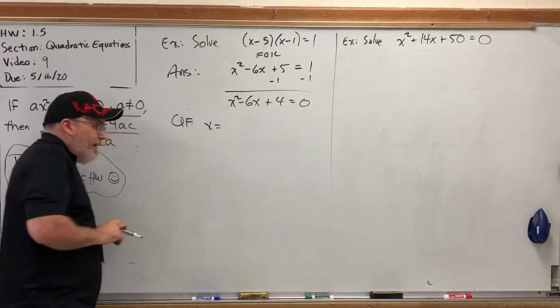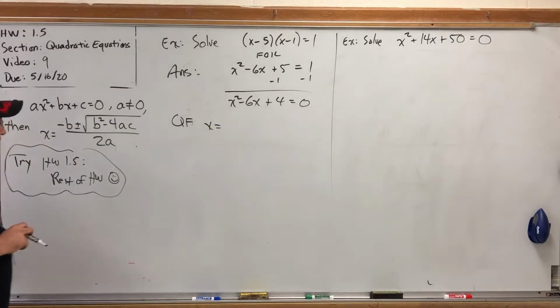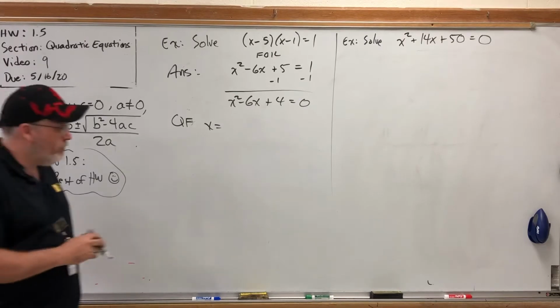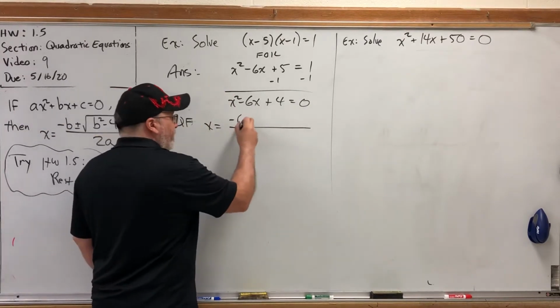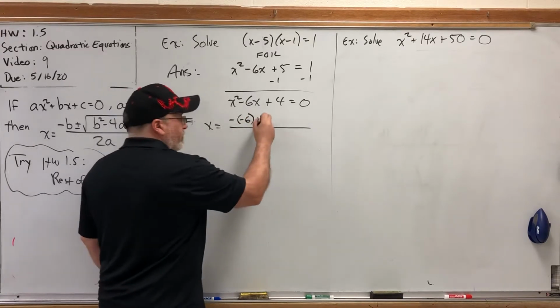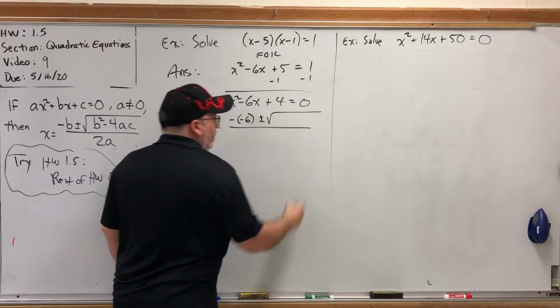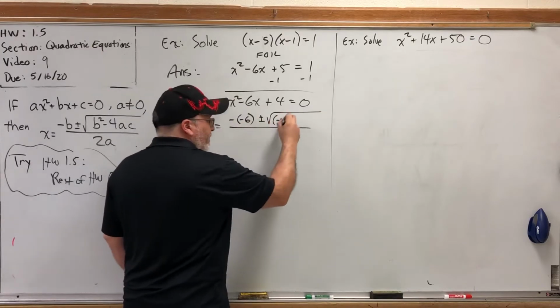For the sake of time and space, I'm not going to set up the quadratic formula using all the empty parentheses like I normally do. I'm just going to go ahead and write it. Negative b plus or minus the square root of b, which is negative 6.